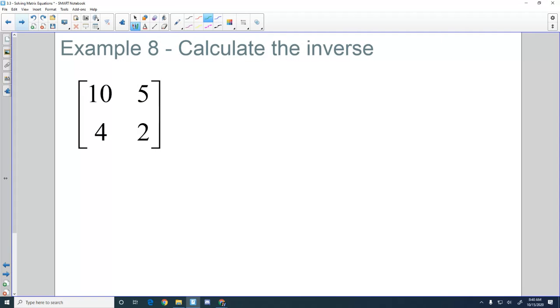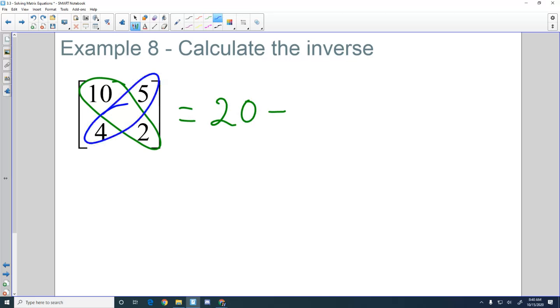All right, for this one, I think you're pretty good at this already. We know we do that determinant. And so that's 20 minus 4 times 5, which is also 20. You subtract those, you get a 0.